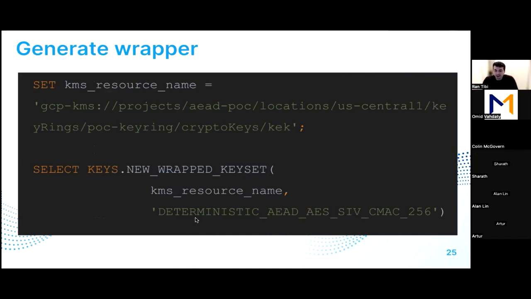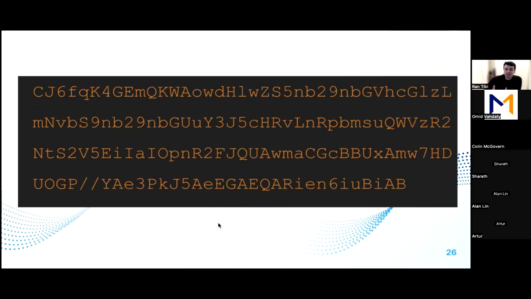BigQuery will generate a new key, a new DEK, a new data encryption key under the hood, and ask KMS to decrypt the DEK using the KEK. Google KMS will verify that the user actually has the right permission to do so, and if it does, then it will return the wrapper to the user. And as you can see, the user itself never saw the DEK. So we got a wrapper.